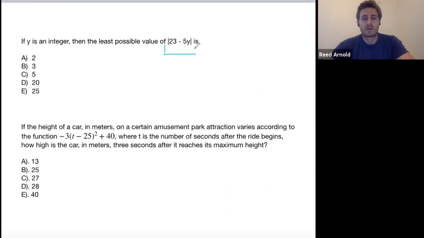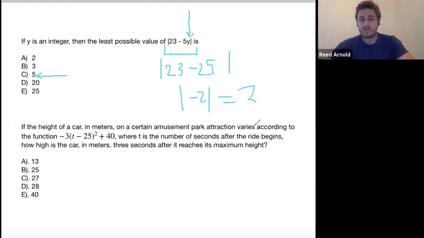Here, if you chose C, and I saw a few C's in there, you chose the input for Y that gave you the least possible value of this thing. Yes, if Y is an integer, then 23 minus 25, where Y is 5, gives me an absolute value of -2. This doesn't get any smaller than that. That is 2. And so I plug in 5 to get that output. But the answer is not the input. The answer is the output, A.